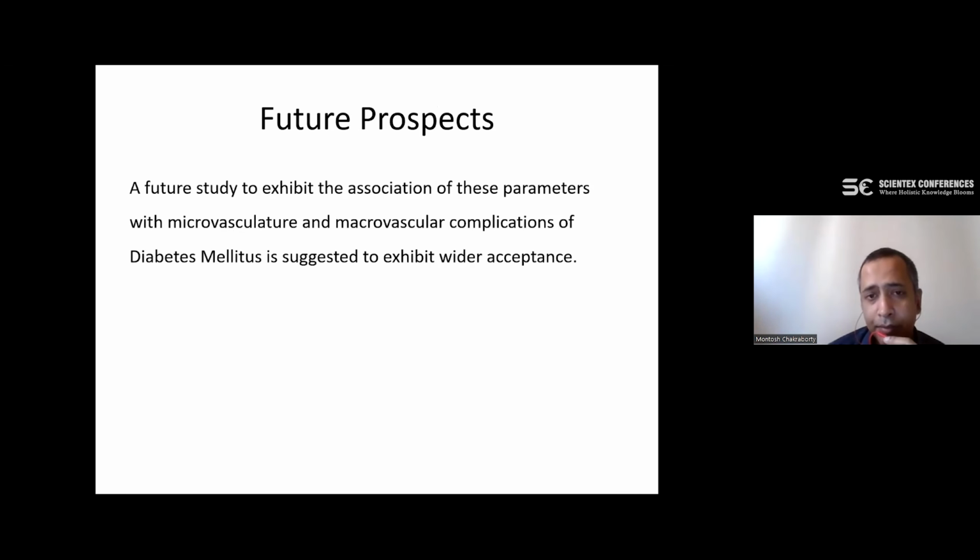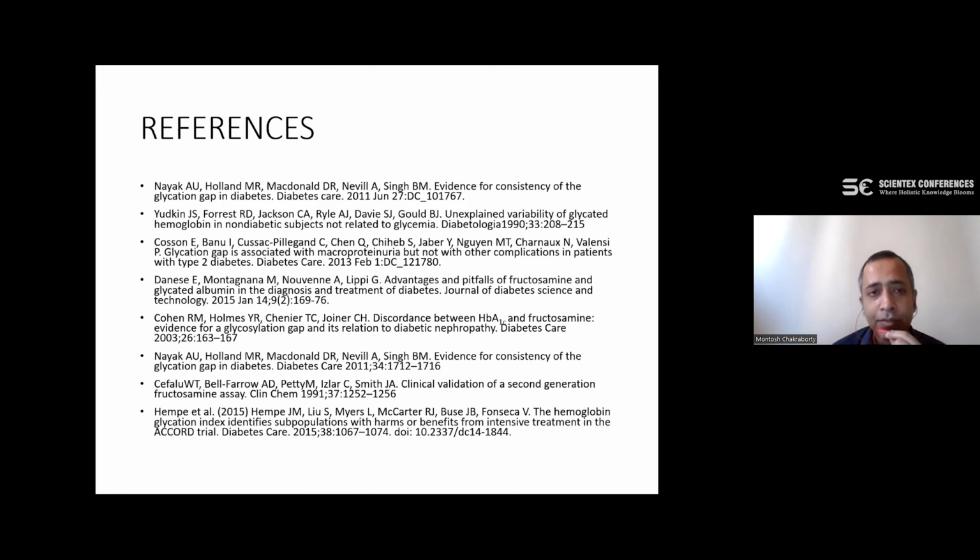Of course, the future scope of expansion of this parameter remains. A future study to exhibit the association of these parameters with microvascular and macrovascular complications of diabetes mellitus is suggested to exhibit wider acceptance. Perhaps this can be one of the eye openers or players which can help us unravel the mystery of glycemia and imminent complications of diabetes mellitus, so that we can take precautions accordingly and early. These were the references through which I have drawn the study.